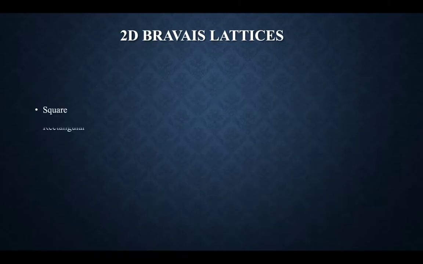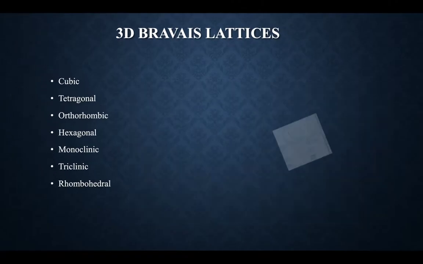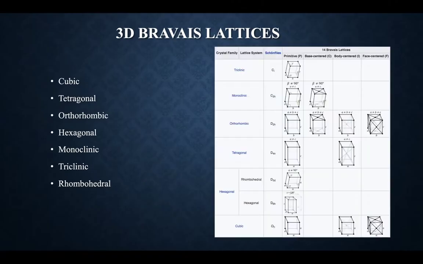In 2D Bravais lattices, there are four types: square, rectangular, hexagonal, and oblique. In 3D Bravais lattices, there are 7 unit cells which are classified into 14 Bravais lattices.